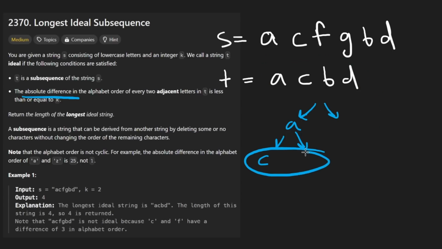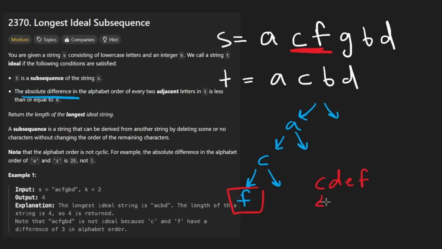But continuing down here, with C, now we get to an interesting choice. We can either choose F or we skip F. Are we actually allowed to do that? The difference between C and F, I think, is C, D, E, F. It looks to me like the difference is 3. That's obviously greater than 2. Therefore, we're not allowed to go down this path, so we don't do it, right? So now we skipped F.